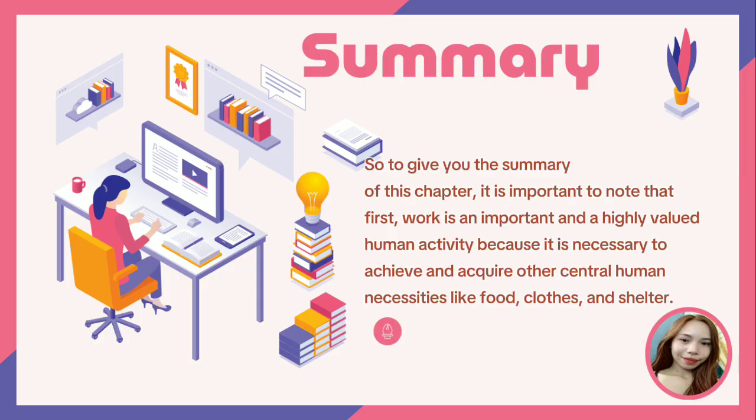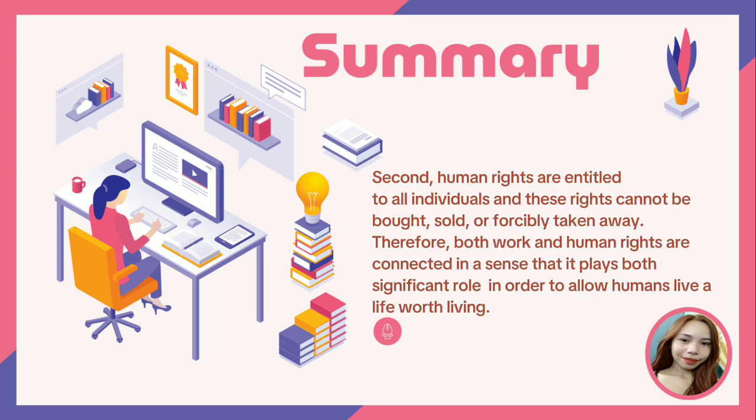So, to give you the summary of this chapter, chapter 6, it is important to note that first, work is an important and highly valued human activity because it is necessary to achieve and acquire other central human necessities like food, clothes, and shelter. Second, take note that human rights are entitled to all individuals, and these rights cannot be bought, sold, or forcibly taken away. Therefore, both work and human rights are connected in a sense that they play significant roles in order to allow humans to live a life worth living.